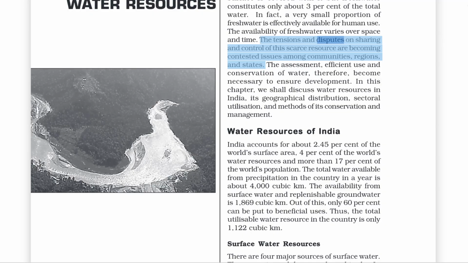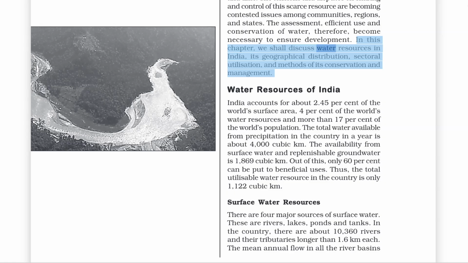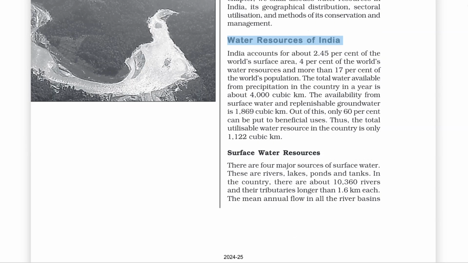The tensions and disputes on sharing and control of the scarce resource are becoming contested issues among communities, regions, and states. The assessment, efficient use, and conservation of water, therefore, become necessary to ensure development. In this chapter, we shall discuss water resources in India, its geographical distribution, sectoral utilization, and methods of its conservation and management.